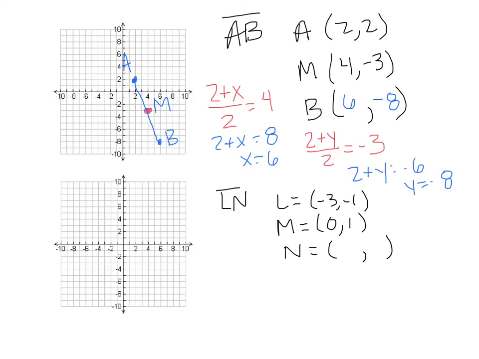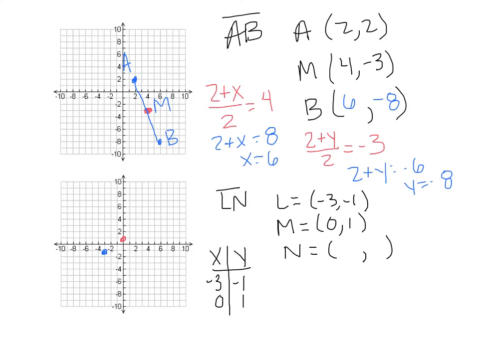So I'm going to start out by looking at it on my graph. Negative 3, negative 1, and I have the midpoint, which is 0, 1. So we're going to be looking for that other endpoint, N. And this time I'm going to use the table to do it. So if I get my table set up, I have x, I have y, and I have the points negative 3, negative 1, and 0, 1.